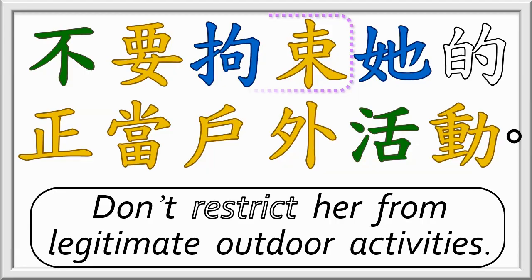束 from lesson 9 represents firewood tied into a bundle. By pairing 拘 with 束, 拘束, the meaning of grasping and stopping naturally extends to restraining or restricting oneself or others. 不要拘束她的正当户外活动。Don't restrict her from legitimate outdoor activities.